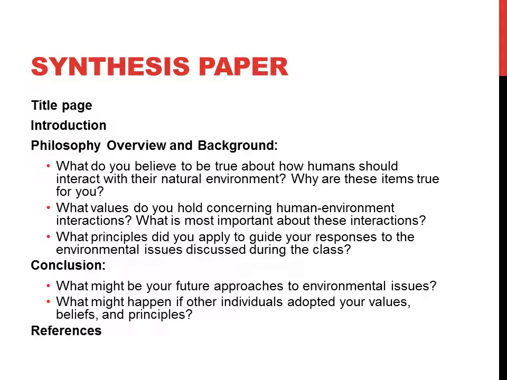The synthesis paper that you're going to write will have 5 sections. There's going to be your title page, a very brief introduction. Then you're going to provide a philosophy overview and background. What do you believe to be true about how humans should interact with their natural environment? Why are these items true for you? What values do you hold concerning human-environment interactions? What is most important about these interactions?